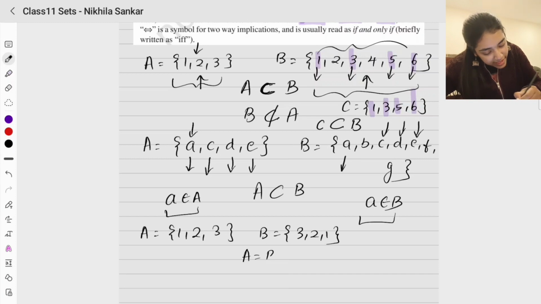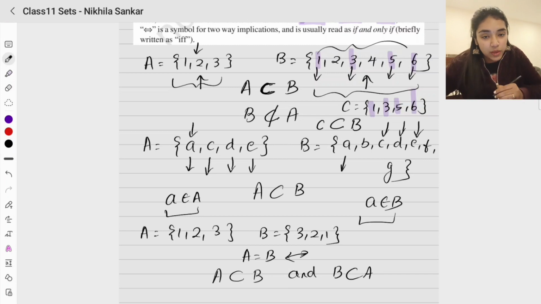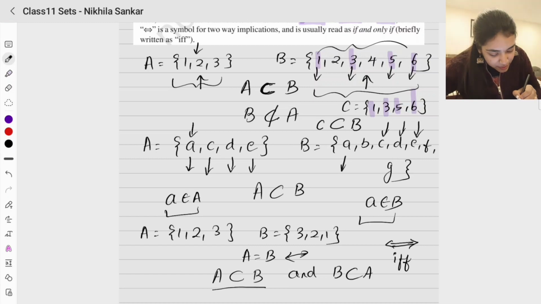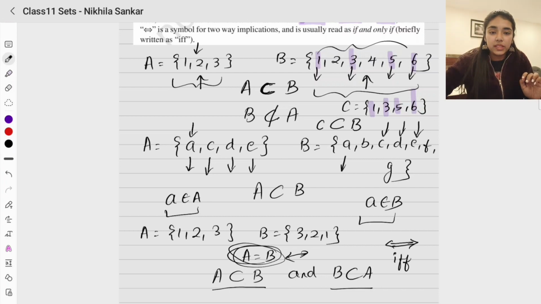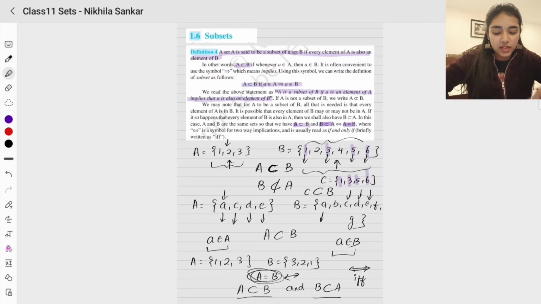So I see that A equals 1, 2, 3 and B equals 3, 2, 1. இப்படி இருக்குன்னா A is equal to B, which means A is a subset of B and B is a subset of A. Okay, ரெண்டுமே ஒன்னுக்கு ஒன்னோட சப்செட்டா இருந்ததுன்னா it means they are equal and we call this symbol to be if and only if. So we say that A is a subset of B and B is a subset of A if and only if A is equal to B. Okay, so that is what is given in your definition. So this particular definition is very, very important.